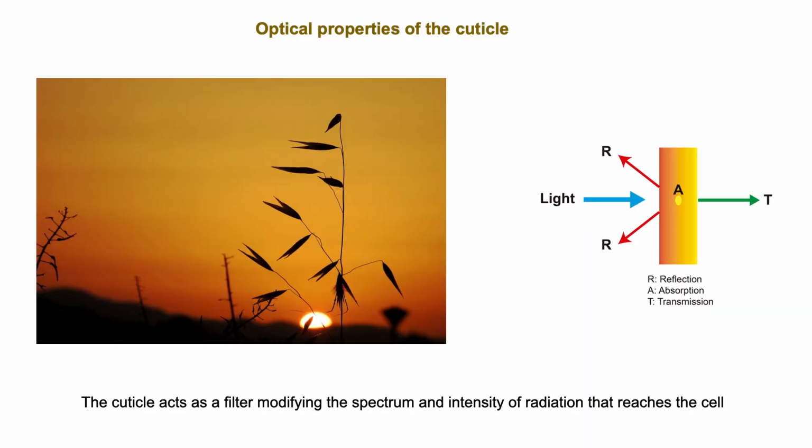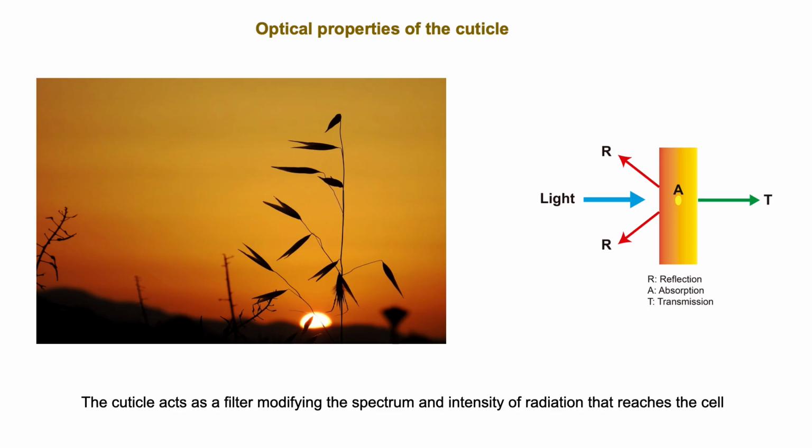I'm going to expand a little bit more about the optical and thermal properties of the cuticle. We all are familiar that plants need light in order to survive, but what we don't usually consider is that plants actually filter light, and that the amount of light that goes inside the cells is not exactly the same amount of light, and definitely not the same quality of light, that reaches the surface of the plant.